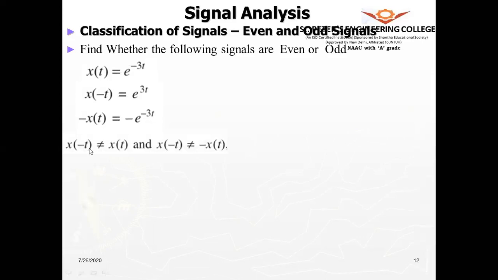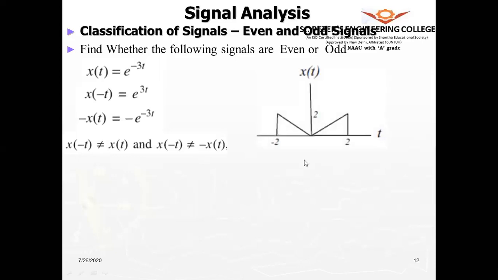So when we see x of minus t, we find out what the signal is. So x of t is not equal to x of minus t, so we see that it is neither even nor odd. So we can check whether the given signal is even or odd or neither. Therefore, here x of minus t is not equal to minus x of t. So therefore, it is neither even nor odd.